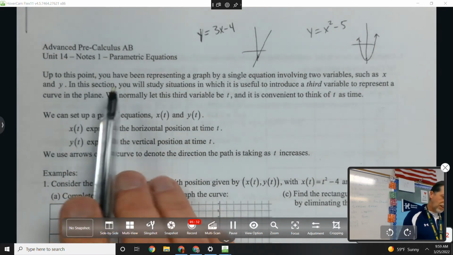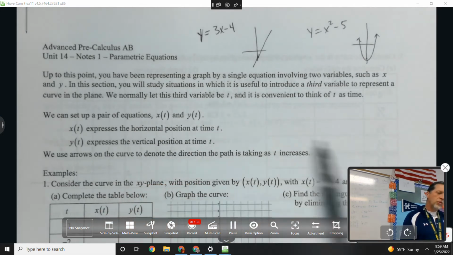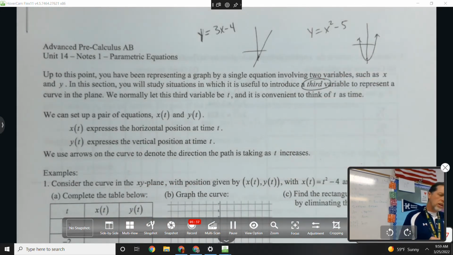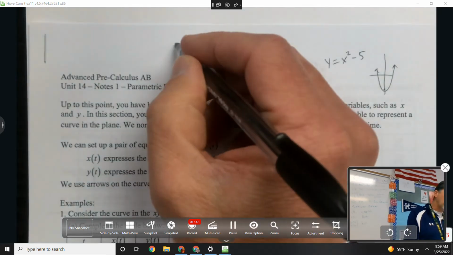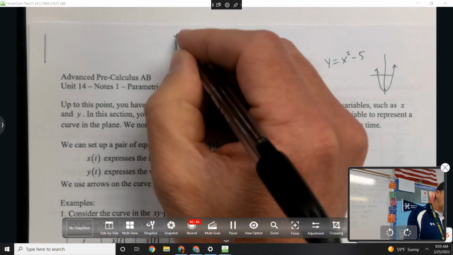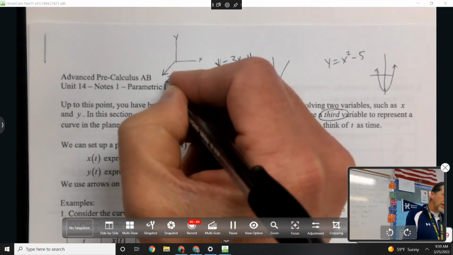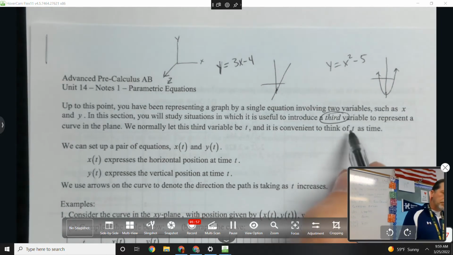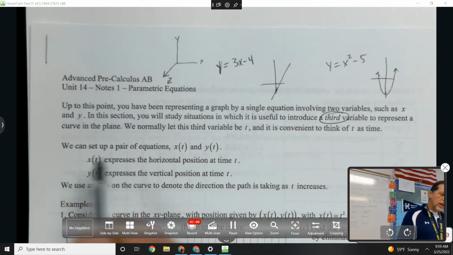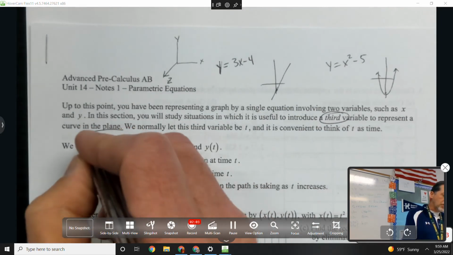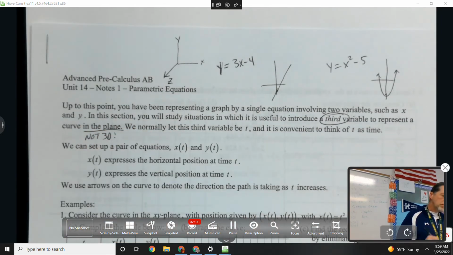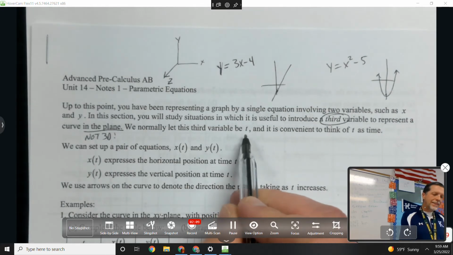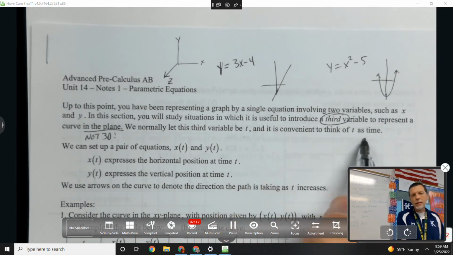In this section, we will study situations in which it's useful to introduce a third variable. 3D? Not 3D, though. That's a good question because, yes, if you go far enough in math, you can do x, y, and then z comes out of the plane like that. That's not what this is. That's harder to do. It's really hard to draw a 3D thing. So it's a third variable, but it's still a curve in the plane, so not 3D. We normally let this third variable be t, and we usually think of it as time, so t for time.